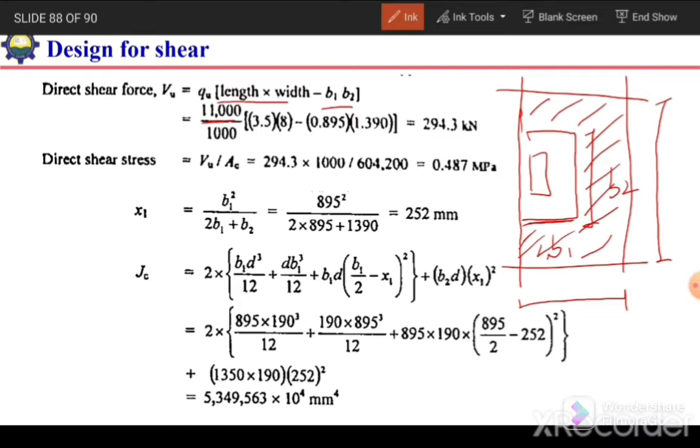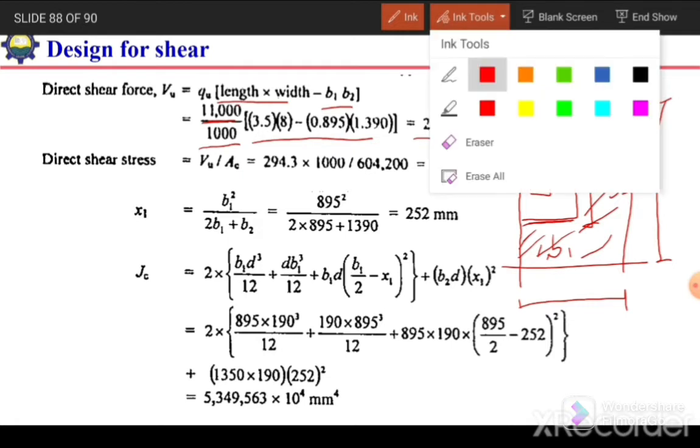It is given in Pascal, Newton per meter square. So we need to substitute these values, length and width, in meters as well, because this 11,000 is in Newton per meter square. And we need to divide it by 1000 to convert it into kilonewton, otherwise the value will be in newtons. So it gives us 294.3 kilonewton. So this much is the direct shear.